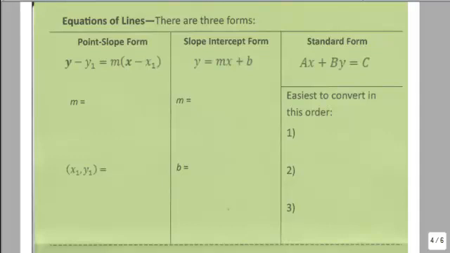Today we will be working with equations of lines. There are three different forms of equations of lines.